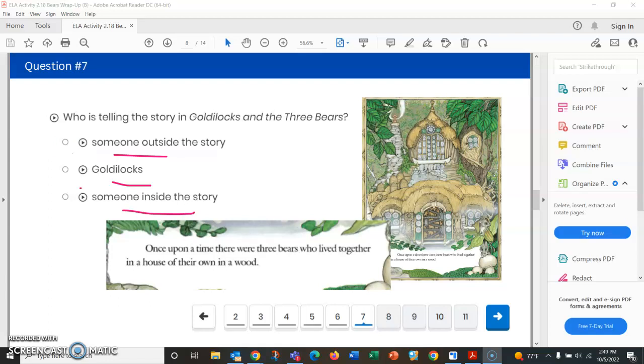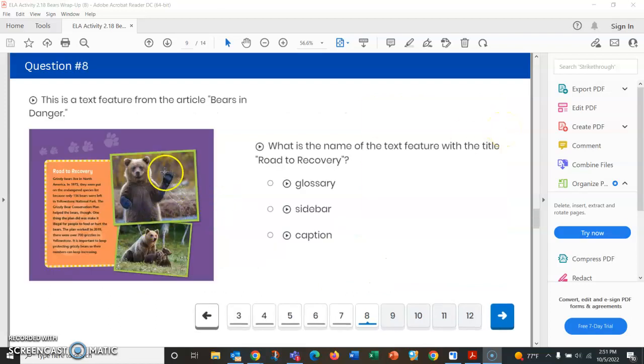I meant to say that it can't be somebody inside the story, because that's probably going to say I did this, I did that. That's usually when the narrator is somebody inside the story. Now, Goldilocks herself, she's a character in the story, but again, she's not telling the story from that perspective. So we would say somebody outside the story is best. That was probably the hardest question on the test. And we'll get more into that when we talk about who's telling the story, the narrators and point of view and things like that.